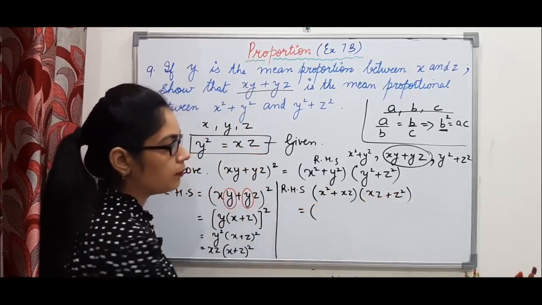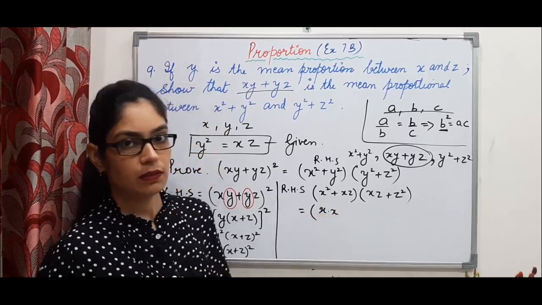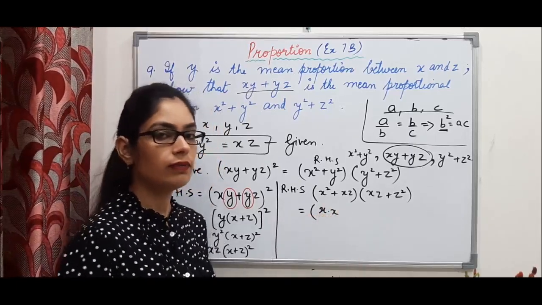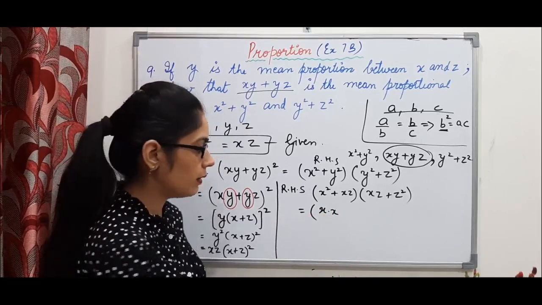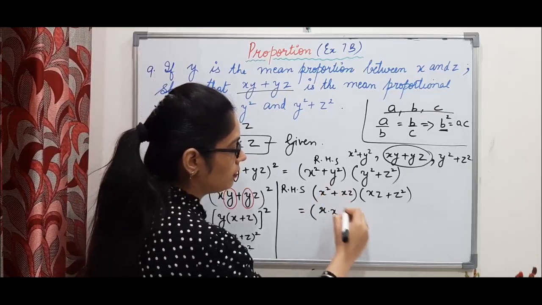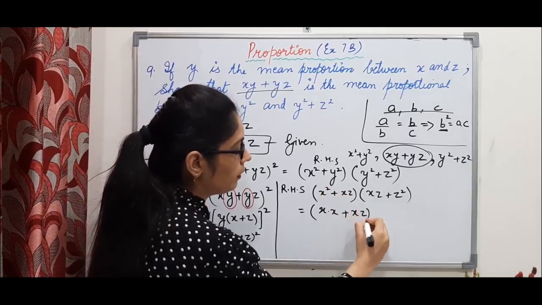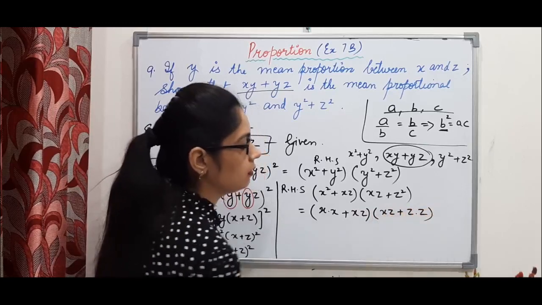So x square means x into x. X, when it is getting multiplied by itself, it will become x square, like 2 into 2, 2 square, 3 into 3, 3 square. Same way, x into x, x square. I have just written it in expanded form into xz, xz plus z into z.